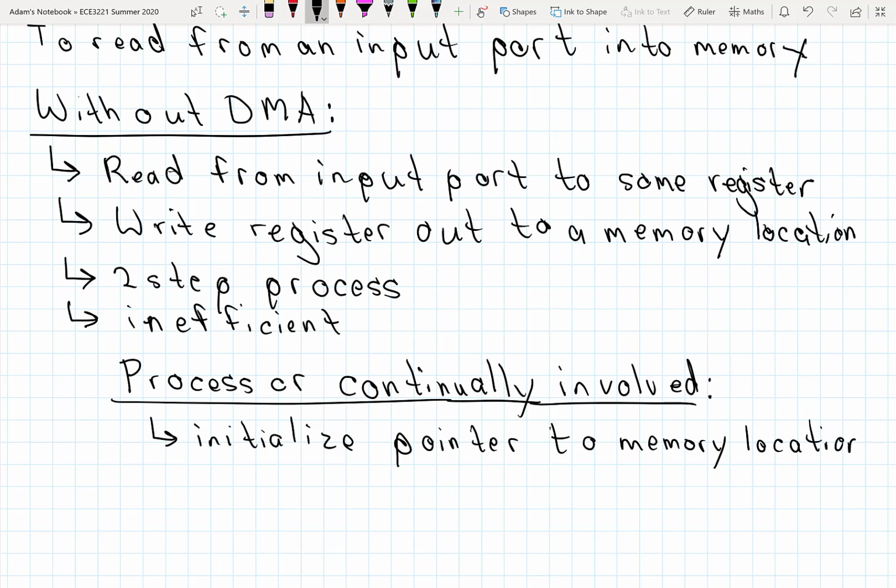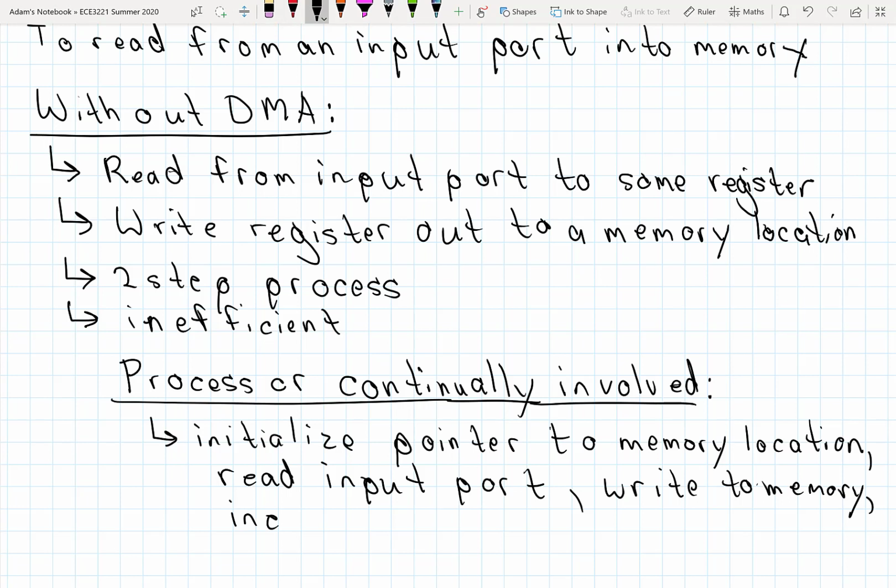And I'm assuming we're not just storing a single value, we're storing a bunch of successive values, right? If it's a single value, who cares? It's not a big deal. This two-step process is fine, but if we're going to be storing multiple data values from that input port into memory, we're going to initialize a pointer to memory such that we can keep incrementing that pointer. So, initialize a pointer to a memory location. We will, as stated above, read the input port. We will, as again stated above, write to memory. We'll have to increment the pointer.